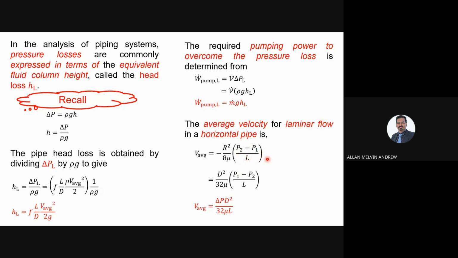Or if we reverse it, if we have information of P1 minus P2, then you can use this formula. And we also have another formula to calculate the average velocity, which equals pressure change times diameter squared over 32 viscosity times length. We can calculate the average velocity.